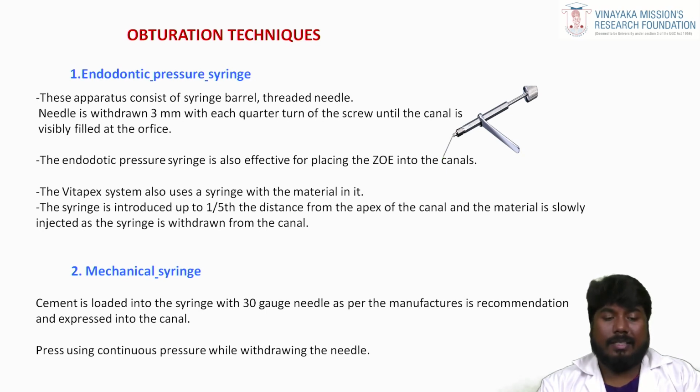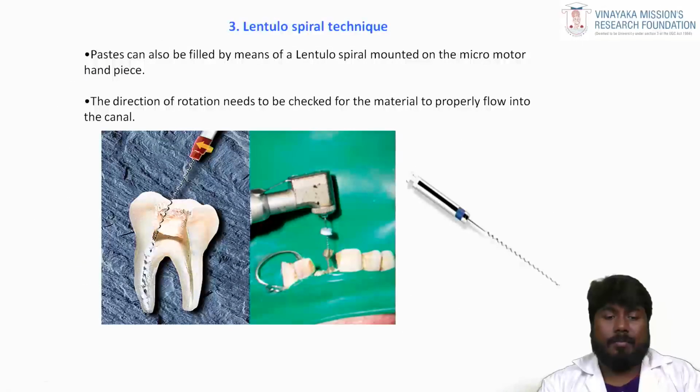The second one is the mechanical syringe. The cement is loaded into a normal syringe with a 30 gauge needle as recommended by the manufacturer and it is expressed into the canal. Press using continuous pressure while withdrawing the needle. Then comes the lentulo spiral. Paste can be filled by means of a lentulo spiral mounted on a micromotor handpiece. The direction of rotation needs to be checked for the material to properly flow into the canal.